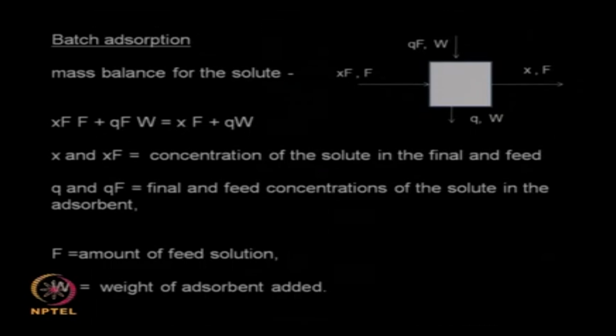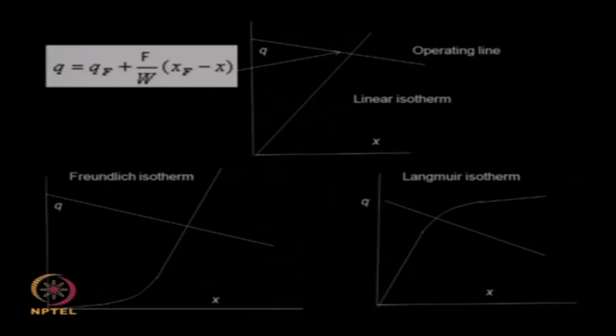Now I also mentioned that you have something called the isotherm. There are 3 types of isotherms which we talked about: the linear isotherm, the Freundlich isotherm and the Langmuir isotherm. If you look at the isotherm, the x axis has x, the concentration of the solute or the adsorbate in the broth, and Q is the concentration of the same solute in the adsorbent. The x and the q are in equilibrium, they can form different types of equilibrium, either a linear relation or a Freundlich or a Langmuir.